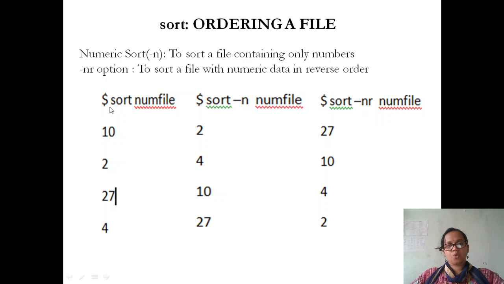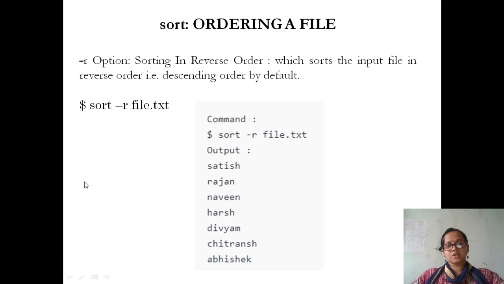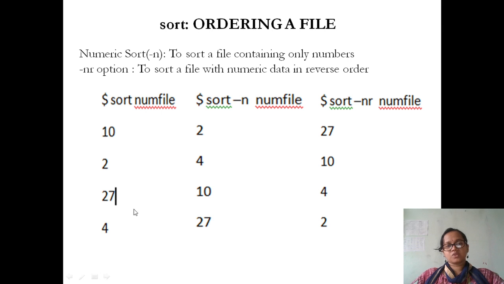Another option is numeric sort. What does numeric sort mean? In order to sort a file containing only numbers, you are sorting purely the numbers, and the -nr option sorts the file with numeric data in reverse order. In the previous example, we looked at the strings stored in our file. In this example, we will look at sorting a file containing only numbers.